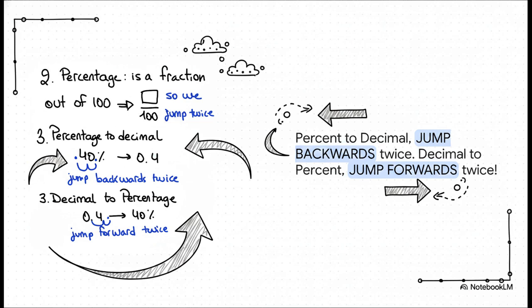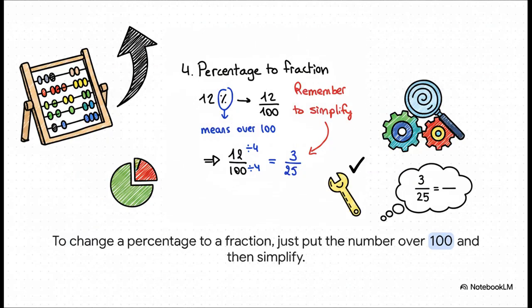It is all about something I call the decimal jump. To go from a percent to a decimal, just find that decimal point and jump it 2 spots to the left. Boom. 40% becomes 0.40. And to go from a decimal back to a percent, you guessed it, just jump 2 spots to the right. 0.4 becomes 40%.